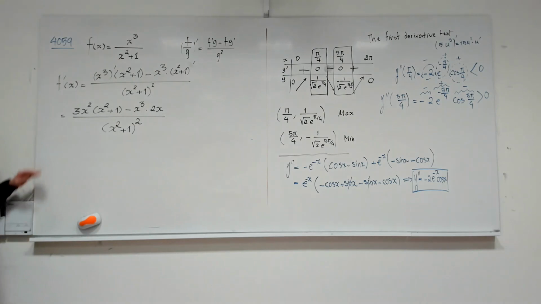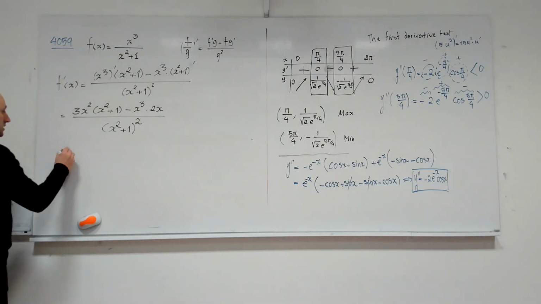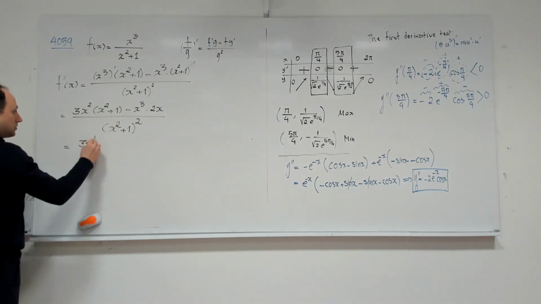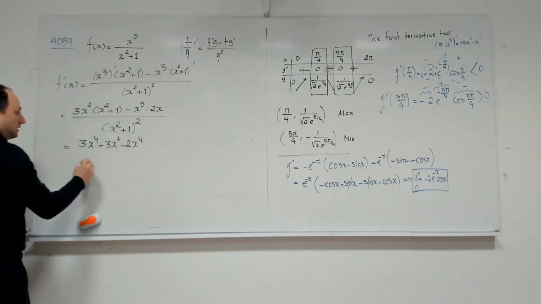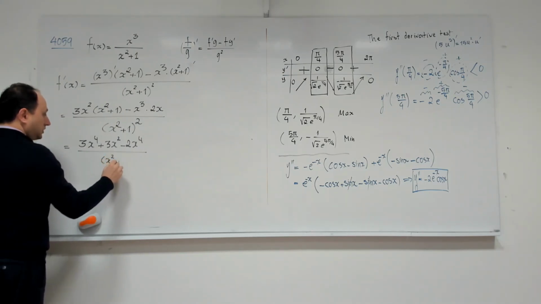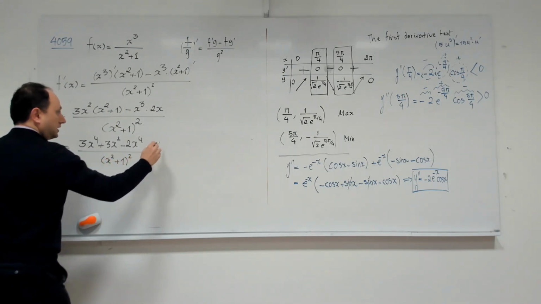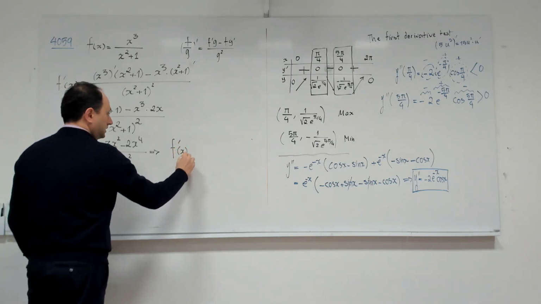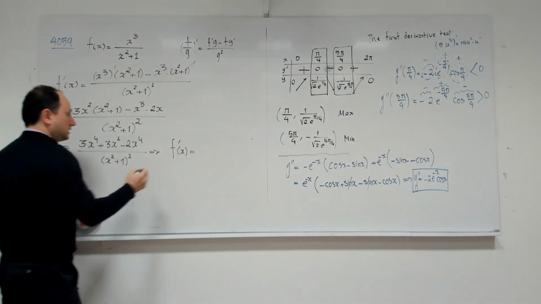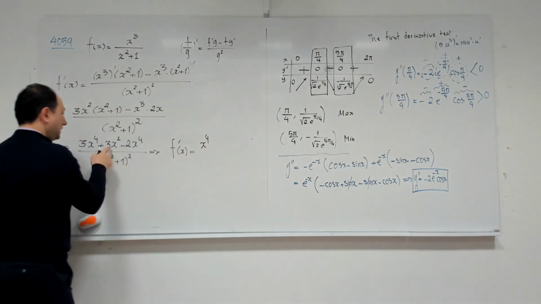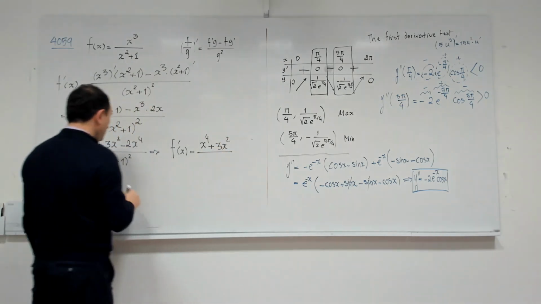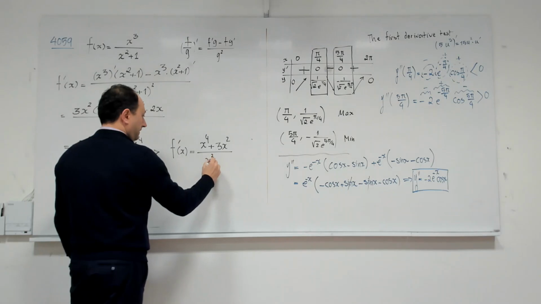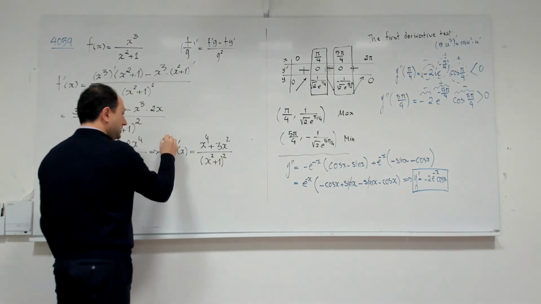You see, for differentiation, this is finished. But in these problems, you have to simplify them. So then I multiply this in, so it becomes 3x to the 4 plus 3x squared. And then I have minus 2x to the 4. And then I have the denominator, x squared plus 1 squared. And if I simplify that, finally I have my derivative here. The derivative is this number minus that one, it is x to the power of 4, and then I have 3x squared here. And then you have this. Okay, so this is your derivative.